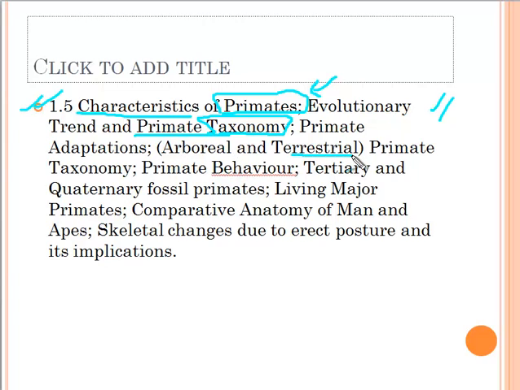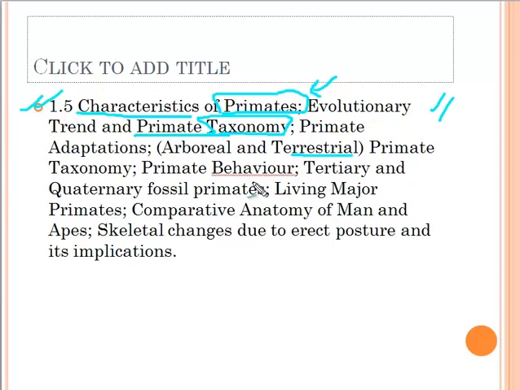So this we will learn later. And terrestrial. Terrestrial means those primates which are living on the land, like currently gorillas live on the land, then baboons also live on the land, and human beings are right now terrestrial. Earlier they were arboreal. So all this we will learn. Then primate taxonomy, again the same thing. Then primate behavior, and tertiary and quaternary fossil primates.